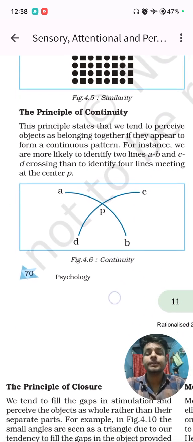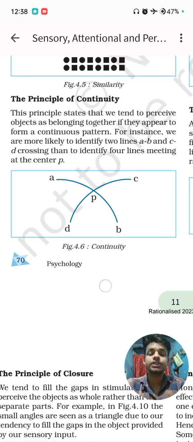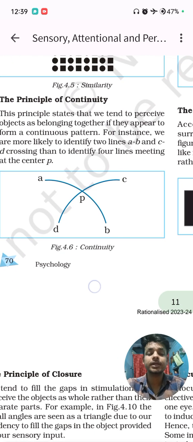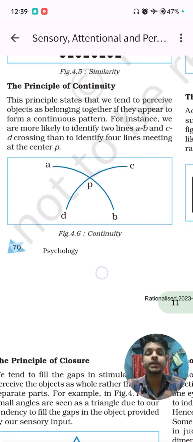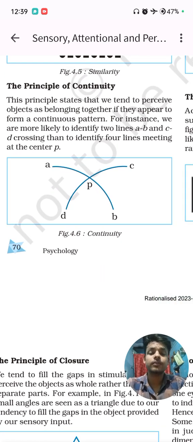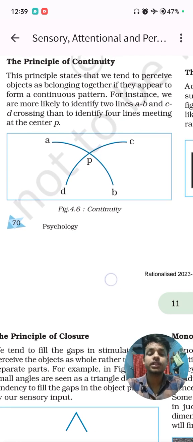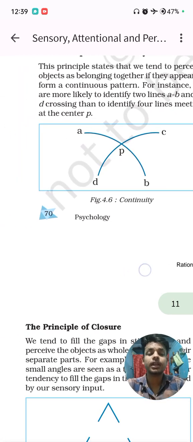Second, the principle of continuity. The principle states that we tend to perceive objects as belonging together if they appear to form a continuous pattern. For instance, we are most likely to identify two lines, A-B and C-D, crossing, rather than identify these lines as meeting at a corner P.